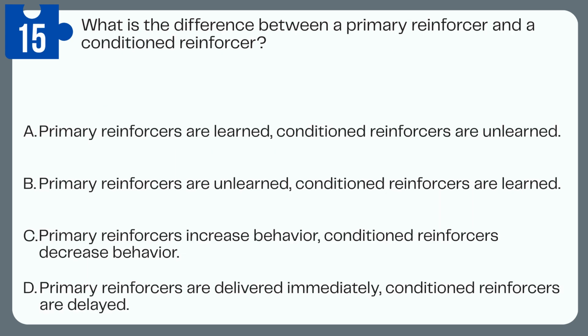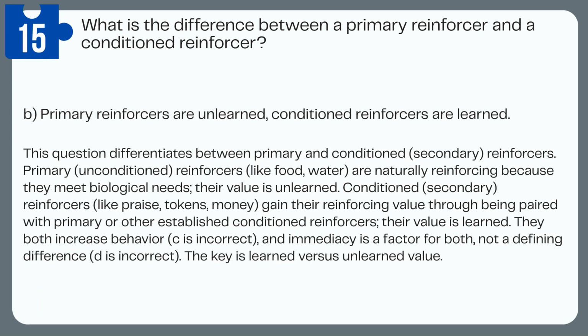Question 15. What is the difference between a primary reinforcer and a conditioned reinforcer? A. Primary reinforcers are learned, conditioned reinforcers are unlearned. B. Primary reinforcers are unlearned, conditioned reinforcers are learned. C. Primary reinforcers increase behavior, conditioned reinforcers decrease behavior. D. Primary reinforcers are delivered immediately, conditioned reinforcers are delayed. Answer: B.